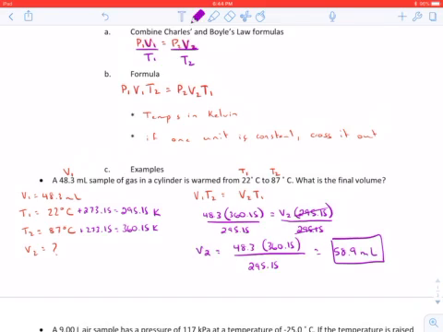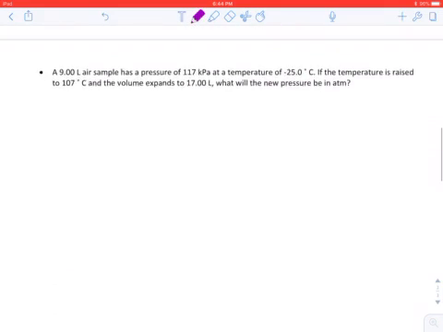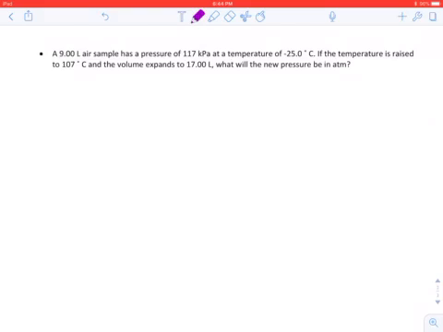Pretty simple, right? These are all going to be plug and chug formulas for us, so it should be pretty simple to use. So let's move on to this next example. It says a 9-liter air sample has a pressure of 117 kPa at a temperature of negative 25 degrees C. If the temperature is raised to 107 degrees C and the volume expands to 17 liters, what will the new pressure be in ATM?